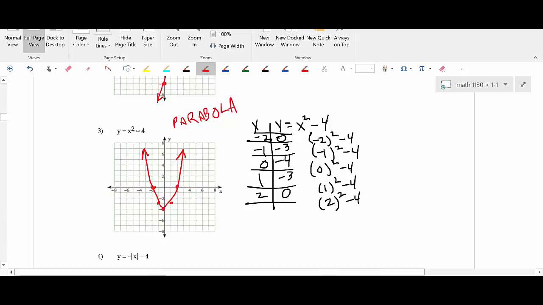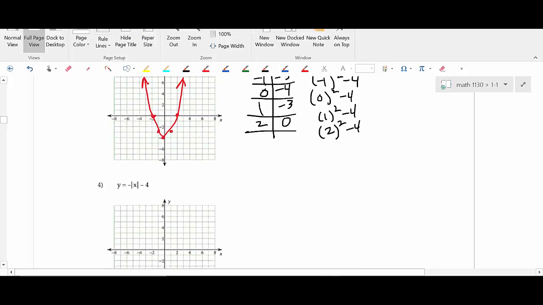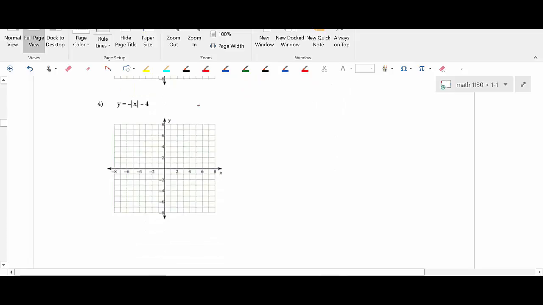Okay, and that's because it's a second power. The x has a second power on it. That's what makes it a parabola. Okay, so you guys get the gist of what I'm doing, okay? Okay, so at this stage, we're just going to make tables of values. We're going to learn all kinds of things about graphing this semester, but this is where we want to start, okay? Let's do the same thing on this, okay?